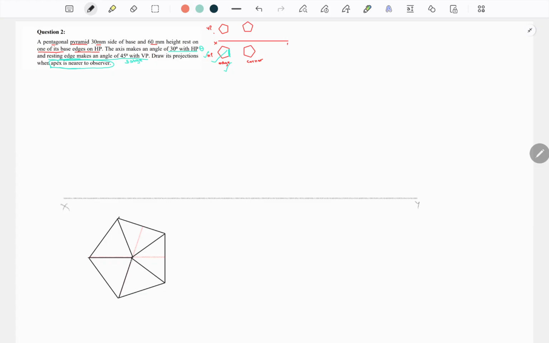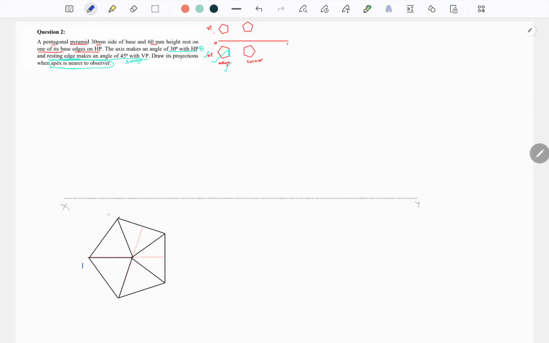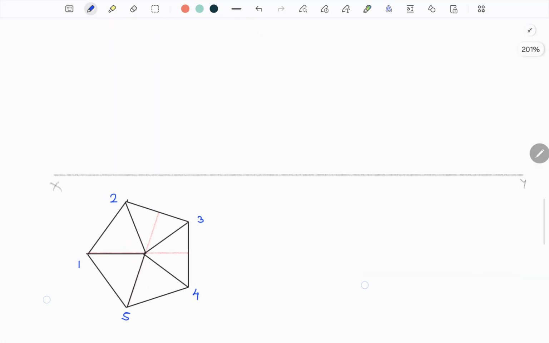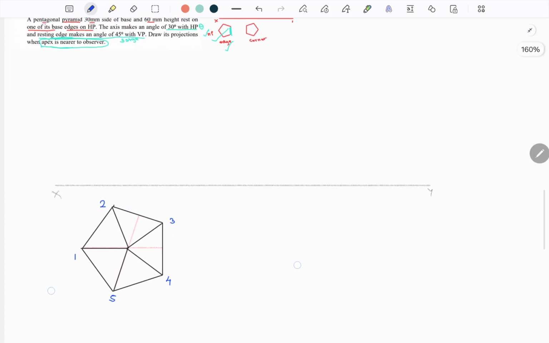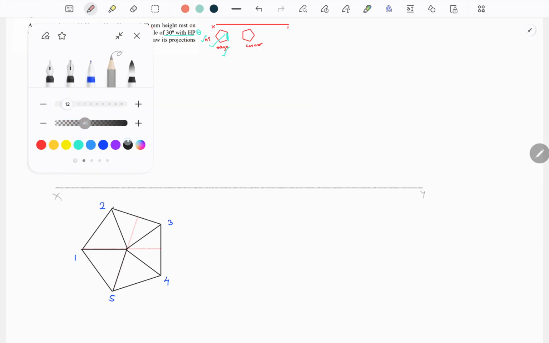You will get an apex, and these are the 5 slant edges. These are the edges on which it is resting. Is that clear? Okay. Now let us name it. I will use blue color now. 1, 2, 3, 4, 5. Any difficulty? Okay. Now let us draw its front view.